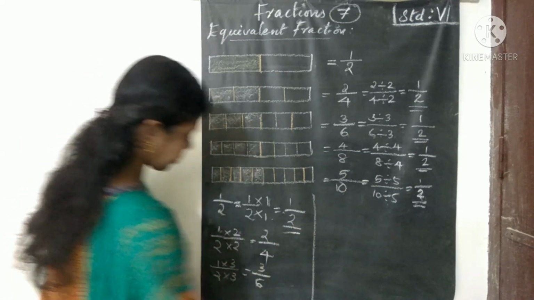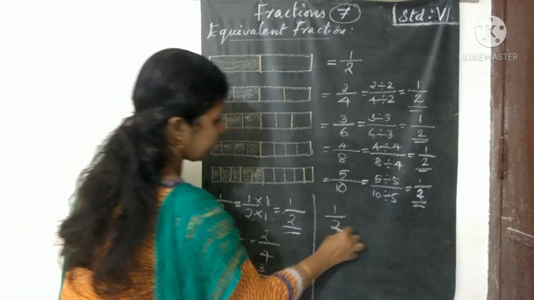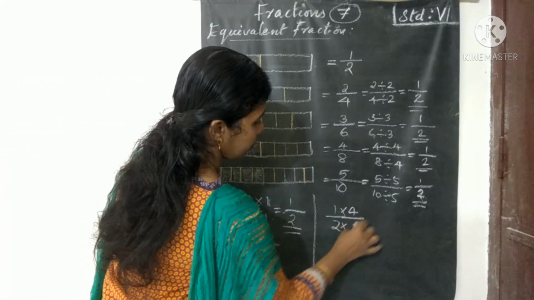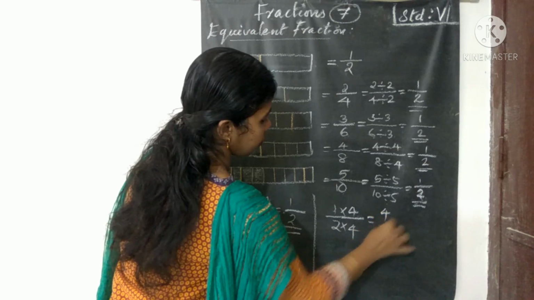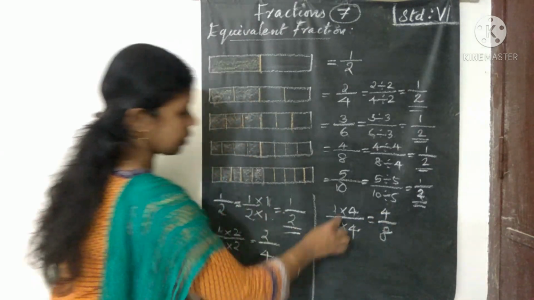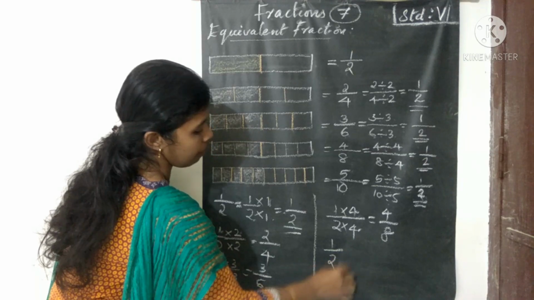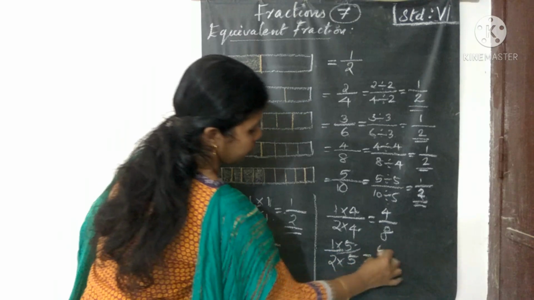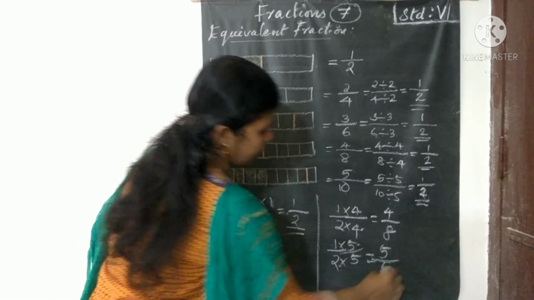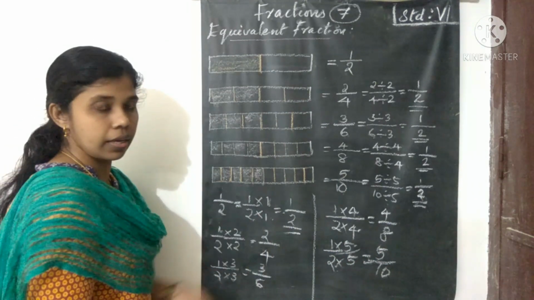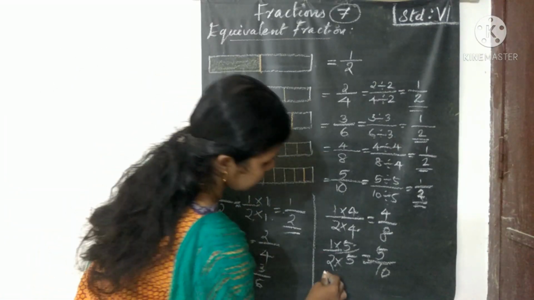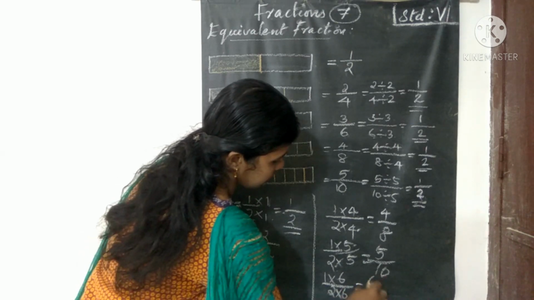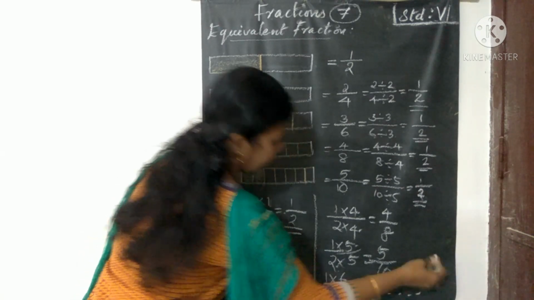Then next, 1 by 2 multiplied by what is the next natural number? Next natural number after 3 is 4. Multiplied by 4: 1 into 4, 4. 2 4s are 8. What is the next natural number? 5. So 1 by 2 multiplied with 5: 1 into 5, 5. 2 into 5, 10. The next equivalent fraction of 1 by 2 is 1 into 6 over 2 into 6: 1 into 6, 6. 2 into 6, 12, etc.